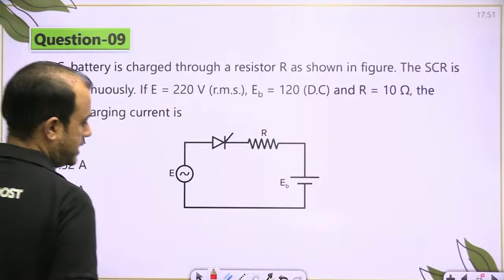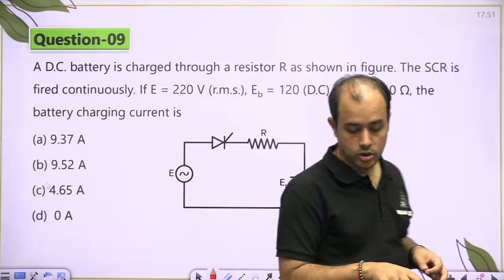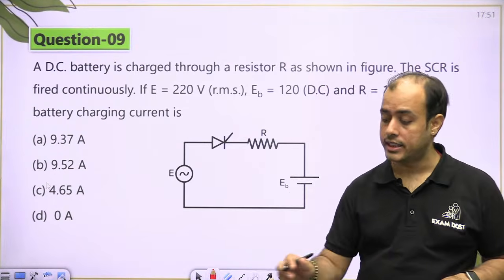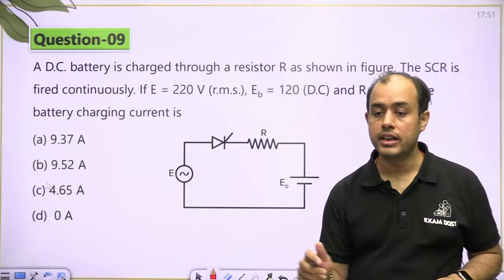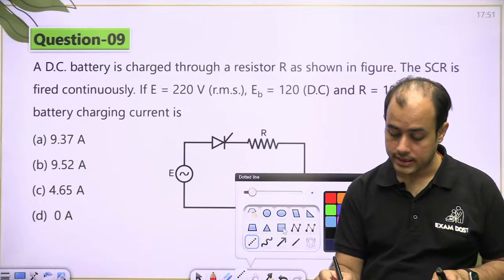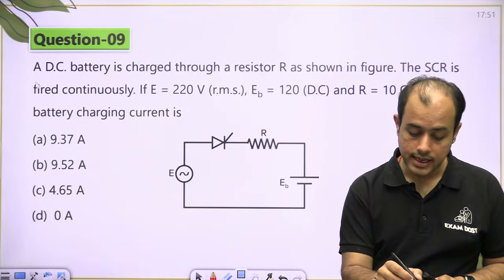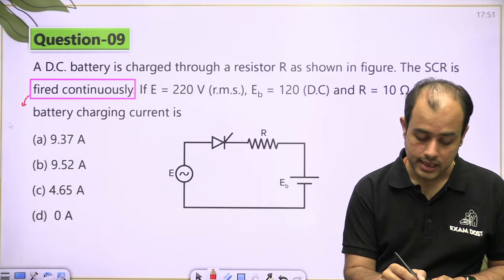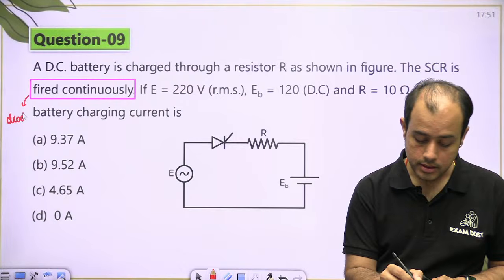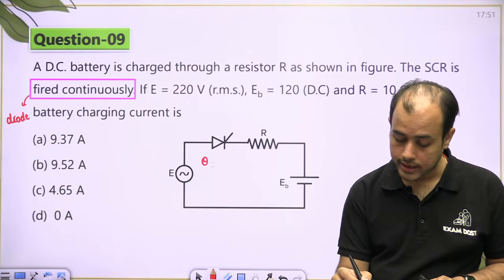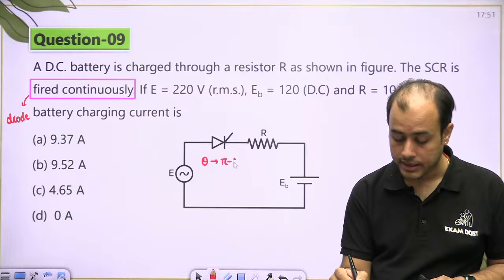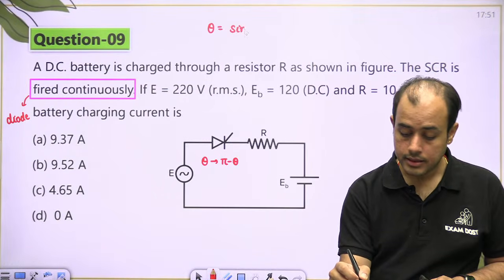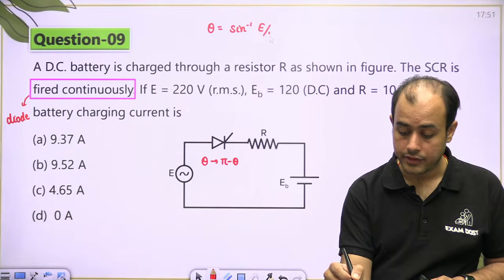आया भाई आंसर? सी आ रहा है? देखो, this is a SCR, but SCR is fired continuously. Whenever you see a statement like this, that SCR is fired continuously, it starts to act like a diode. Now we know the conduction is from theta up to pi minus theta, where theta is sine inverse E by Vm.